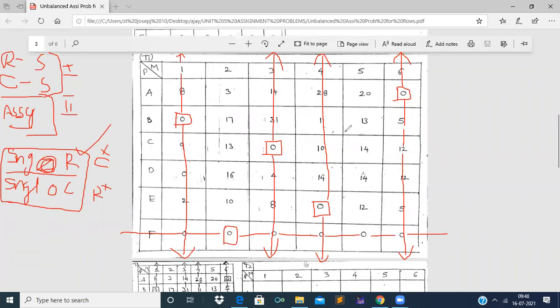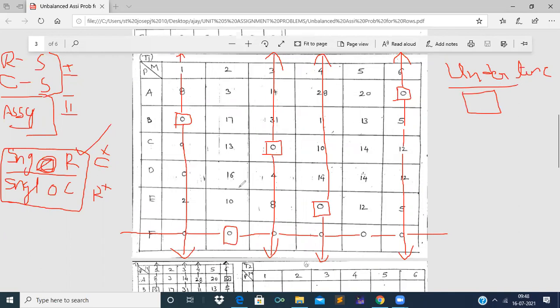Now, if we observe carefully, all the zeros are either underlined or they are in a box.